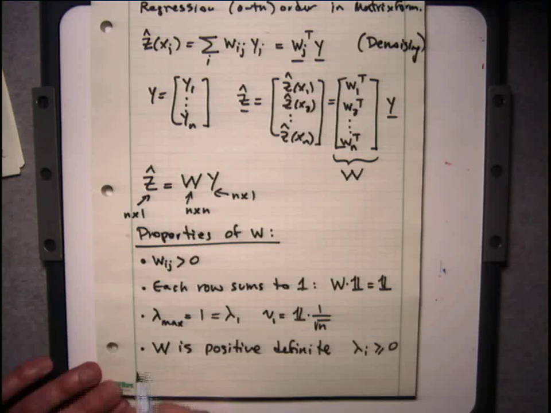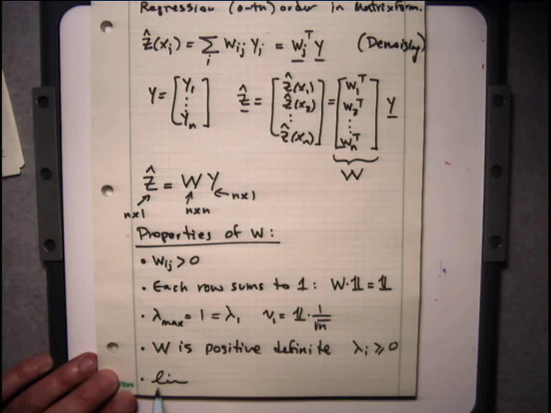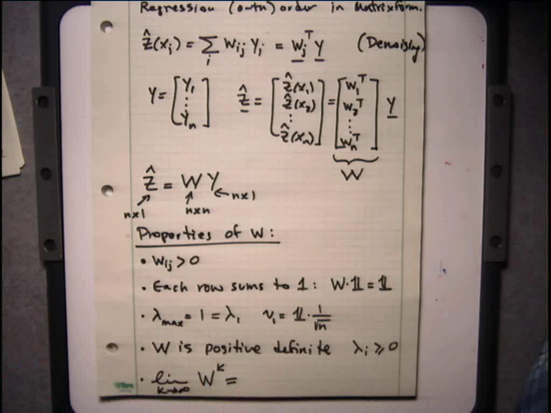Another thing to point out is the limit, as k goes to infinity, of W to the k. What do you think is going to happen to W if you raise it to the kth power? Close. What happens is that you don't actually get an identity. You get a matrix which has constant rows, a rank 1 matrix. The largest eigenvalue of W is 1, and all the other eigenvalues are less than 1, but positive.